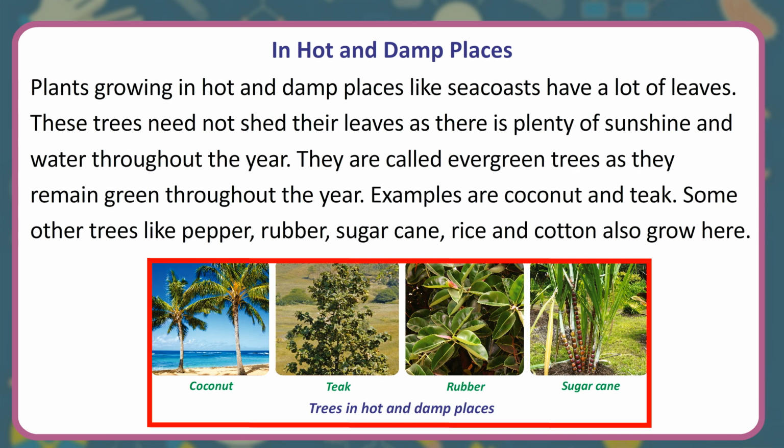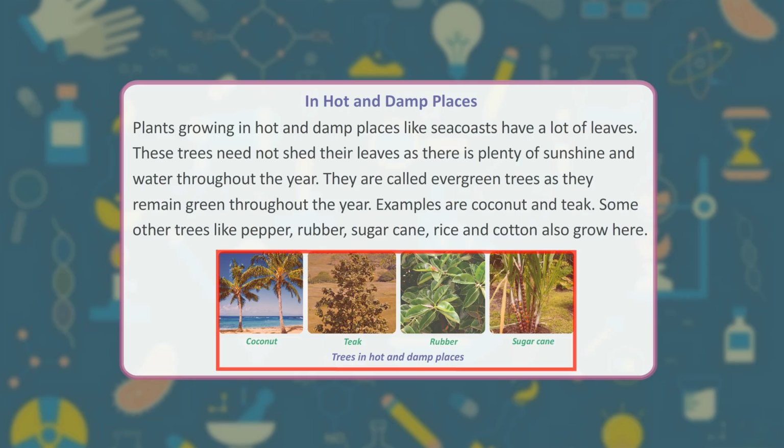In hot and damp places, plants growing in places like seacoasts have a lot of leaves. These trees need not shed their leaves as there is plenty of sunshine and water throughout the year. They are called evergreen trees as they remain green throughout the year. Examples are coconut and teak. Some other trees like pepper, rubber, sugarcane, rice and cotton also grow here.